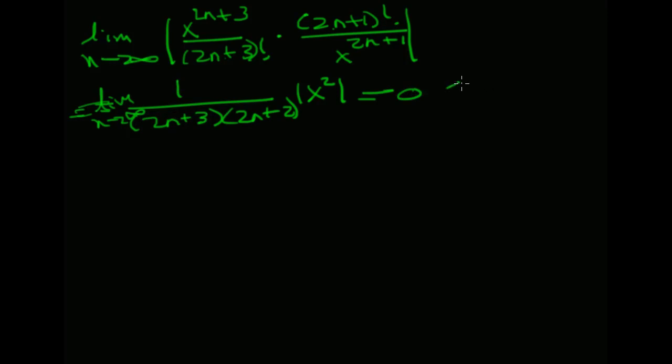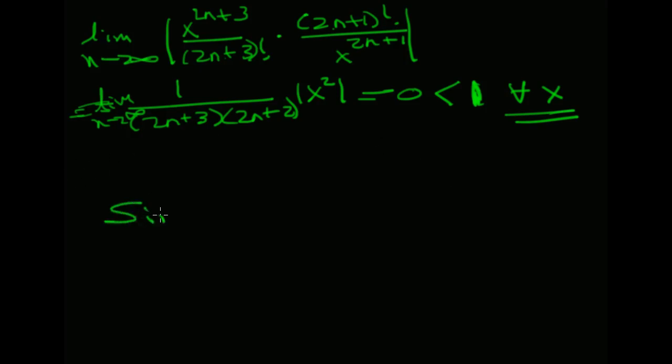Well, the nice thing here is that's kind of amazing, because 0 is always less than 1. And it's less than 1 for all x. So it doesn't matter what x is, and it will converge. So the unlikely result is that this series always converges.